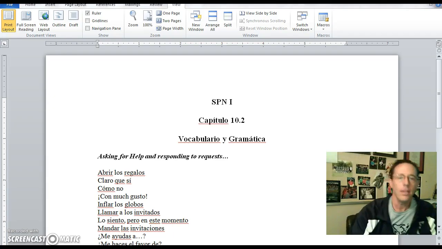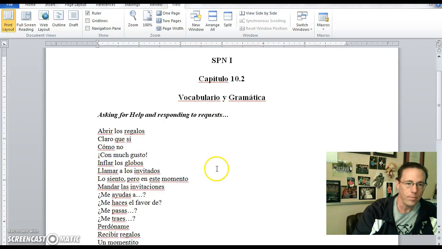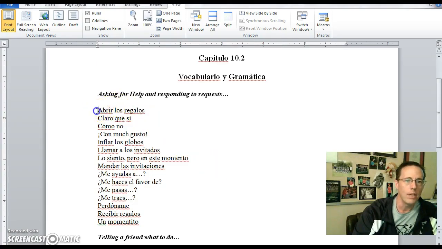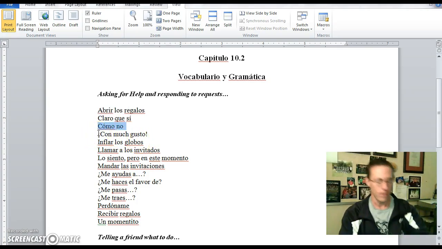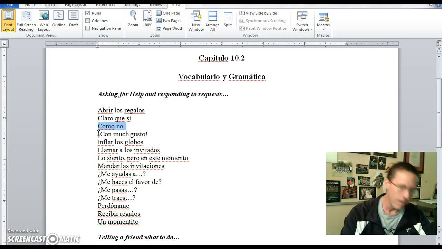Let's go ahead and take a look at our Spanish 1 vocabulary for 10.2. We'll go ahead and begin now. Abrir los regalos is to open gifts. Claro que sí is of course. Como no means why not. That's like a positive way, like agreeing, like let's do it, okay? Con mucho gusto means with pleasure.